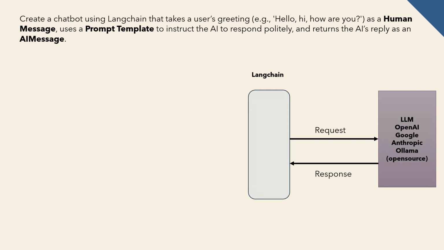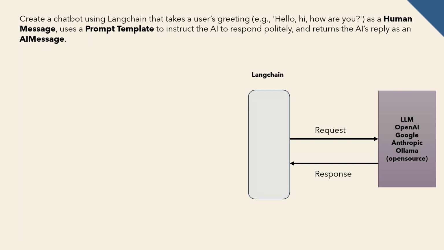So probably I'll be using this as one of the first tasks, and I will also show you how to do it in Visual Studio or in different editors using Langchain. Okay, here is the first task where we'll be creating a chatbot using Langchain that takes the user's greeting like hello, hi, or how are you as a human message, uses a prompt template to tell the AI to respond politely, and then returns the reply as an AI message.